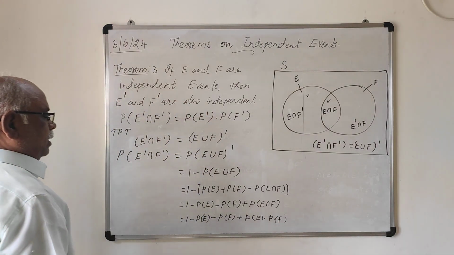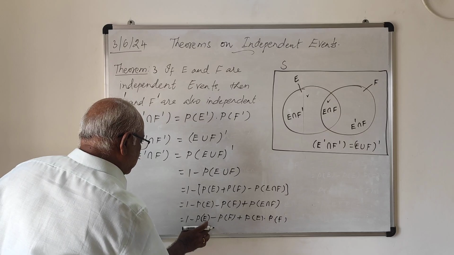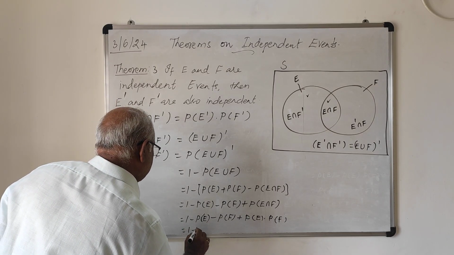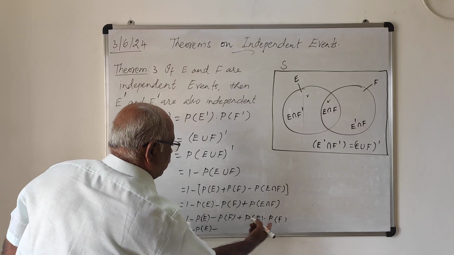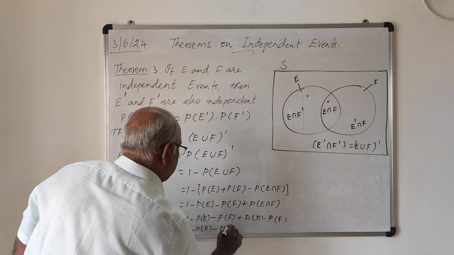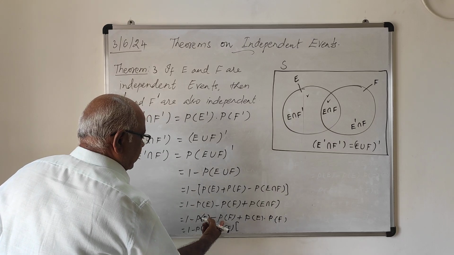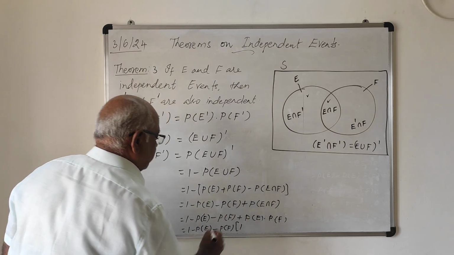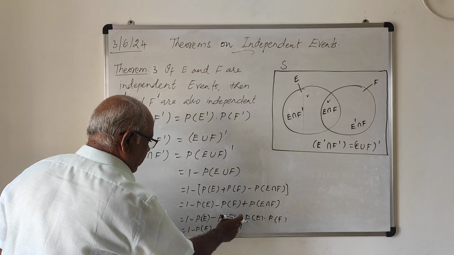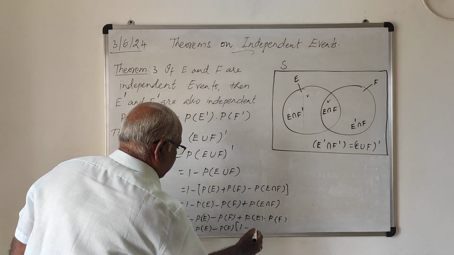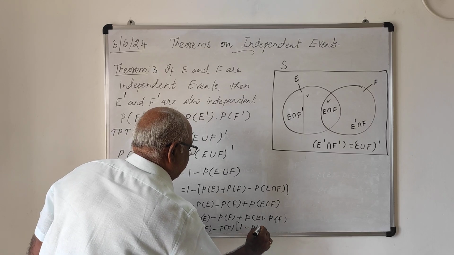Okay. Now, consider this 1 minus P of E as it is. And minus P of F, you can take P of F as a common term from these two terms. You can take minus P of F outside with 1. If you take again common as minus into plus is minus, you can take P of F as common term, you will get only P of E.